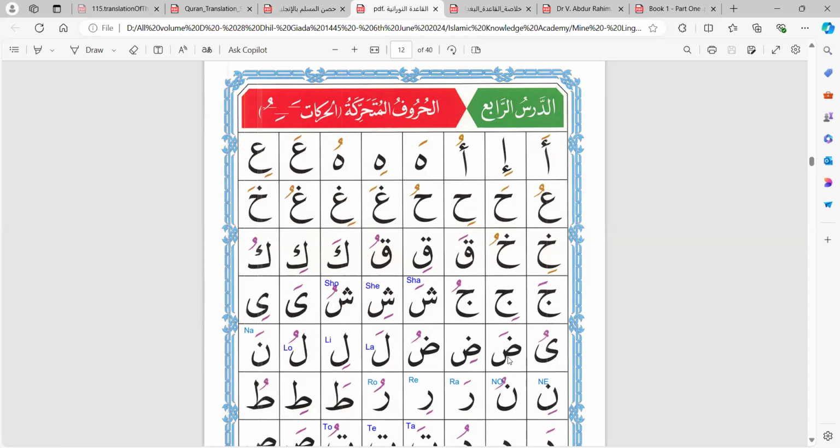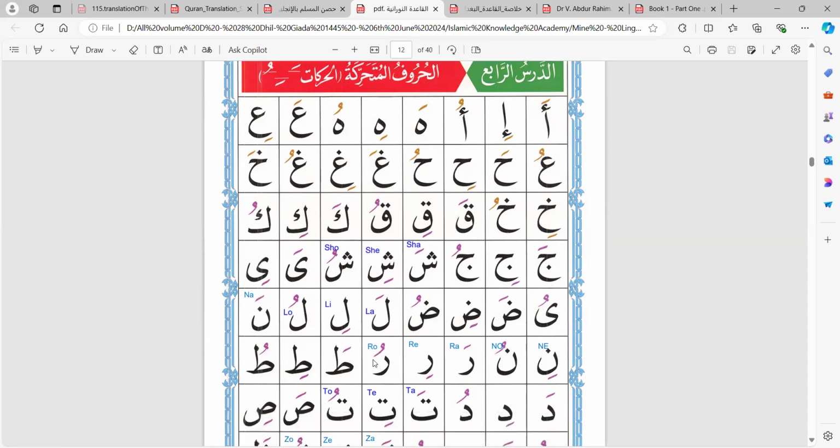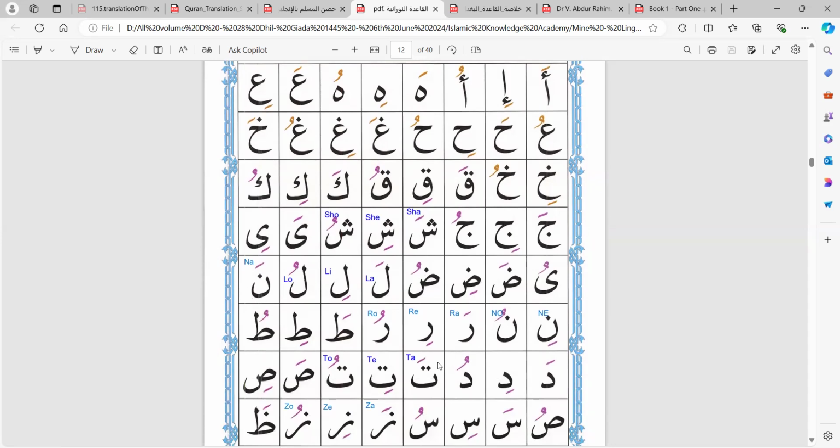Together ضا, ضي, ضو. Then we go to 3 letters, lam, noon, and ra. So here we have lam fatha la, lam kasra li, lam dhamma lu. Together, la, li, lu. Then we come to noon. Noon fatha na, noon kasra ni, noon dhamma nu. Together, na, ni, nu. Then the next letter, ra fatha ra, ra kasra ri, ra dhamma ru.